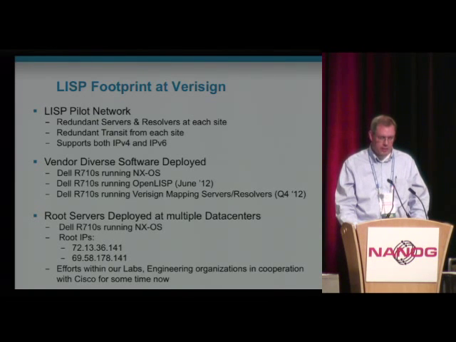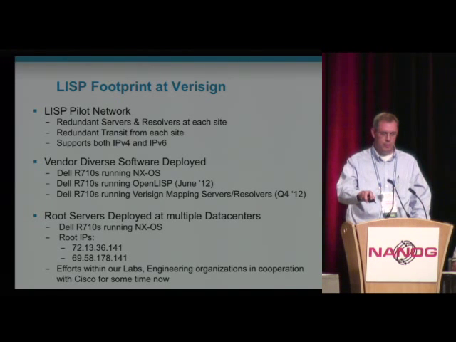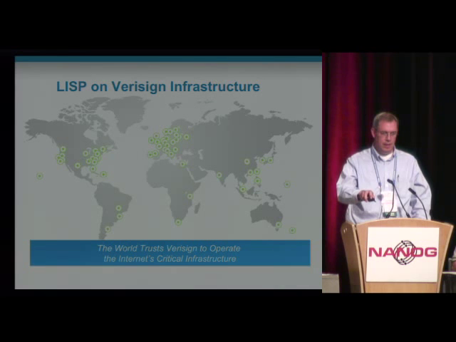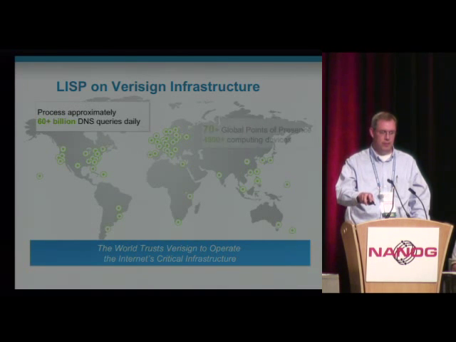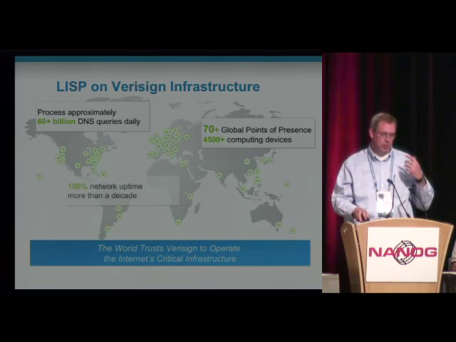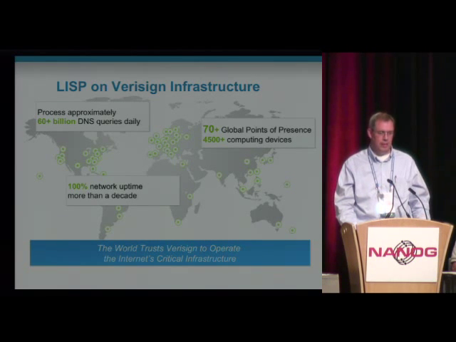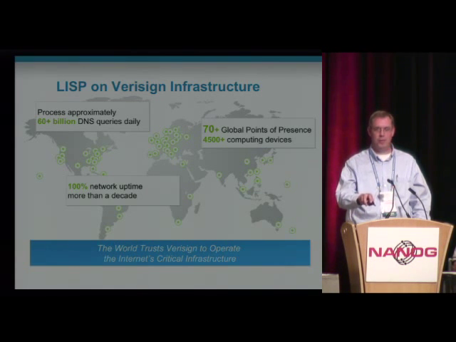Now, at the bottom there, we've got some details about the root servers. Like Vince said, that's available from the ddtrootservers.org. And this is just a quick map to remind you guys about what we've got going on in the Verisign network. If you're concerned about where the LISP nodes are going to land, we have gear in over 70 places around the globe. Most of our installations have pretty fat pipes and plenty of equipment to handle high query loads. So far, we've got 100% network uptime for more than a decade for ComNet.